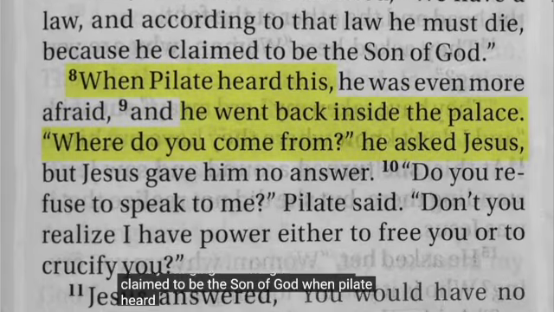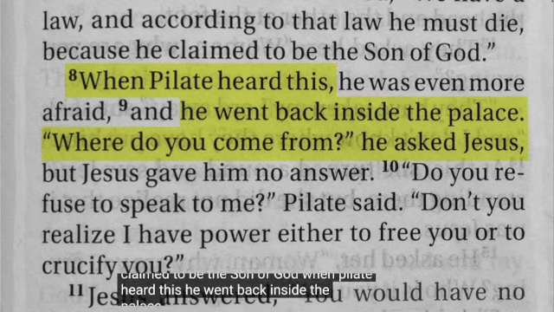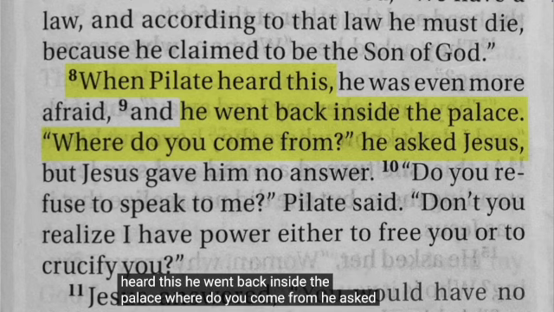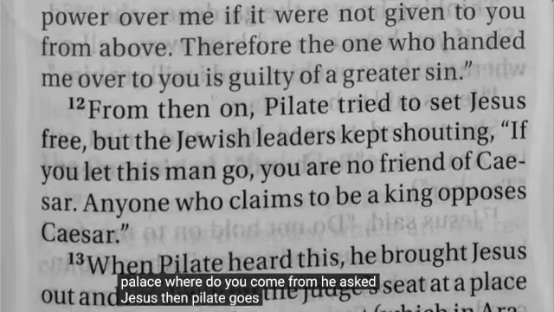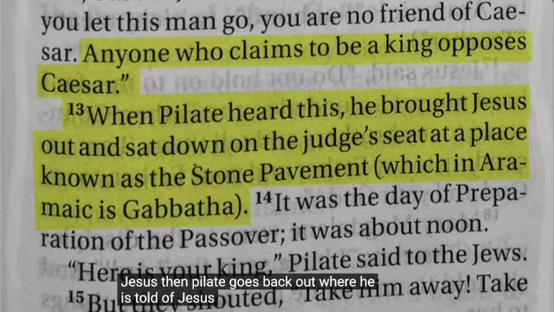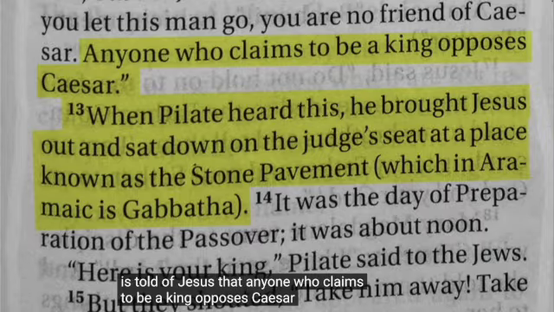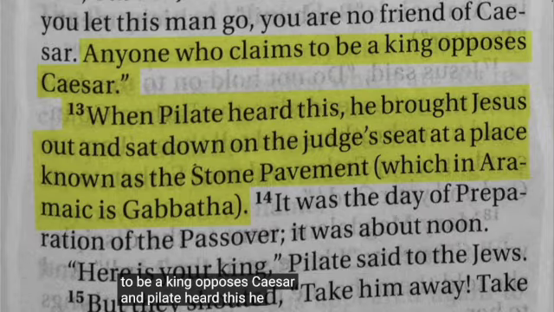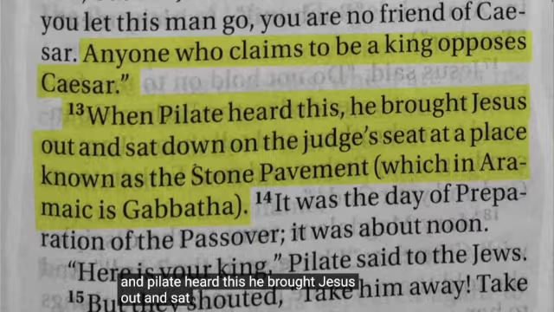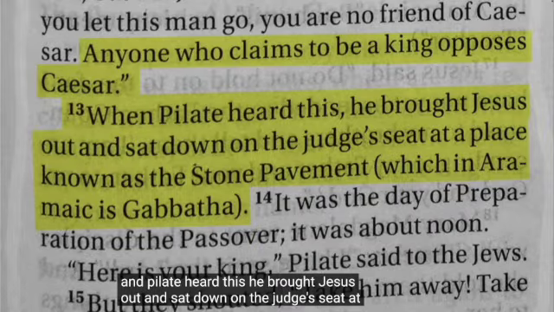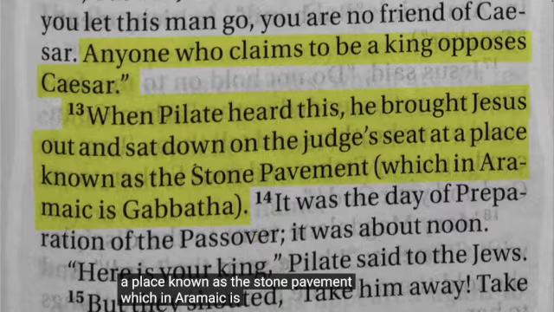When Pilate heard this, he went back inside the palace. "Where do you come from?" he asked Jesus. Then Pilate goes back out, where he is told of Jesus that anyone who claims to be a king opposes Caesar. When Pilate heard this, he brought Jesus out and sat down on the judge's seat at a place known as the stone pavement, which in Aramaic is Gabbatha.